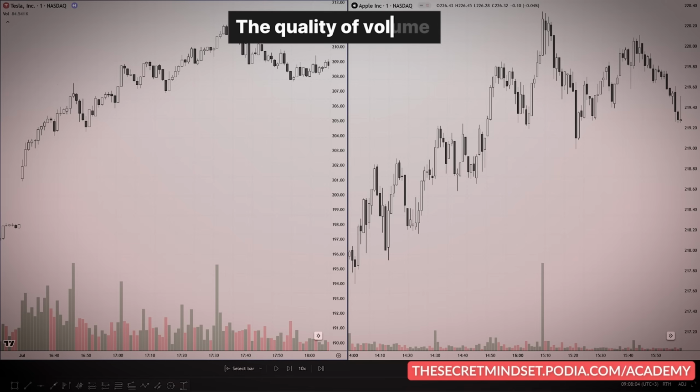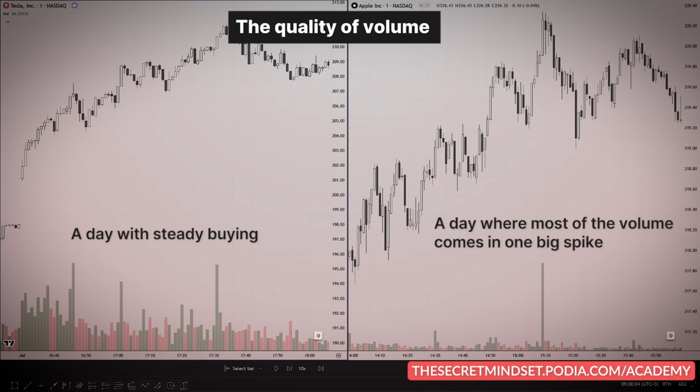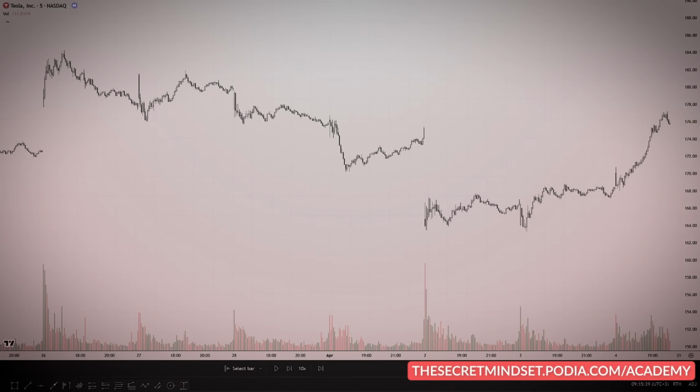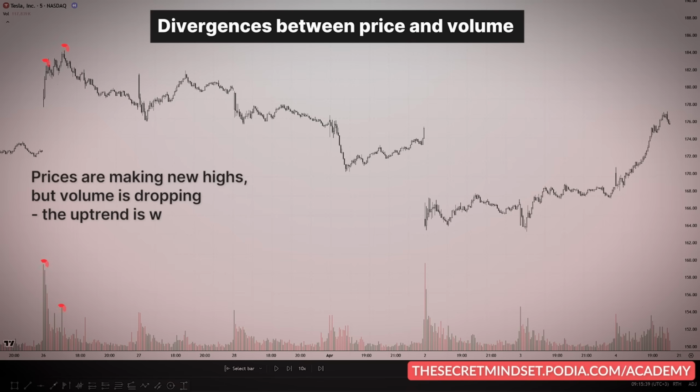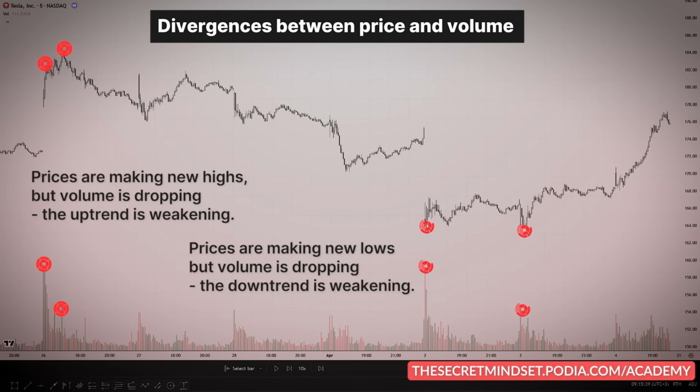In the Wyckoff method, volume isn't just about quantity, it's about quality too. A day with steady buying is different from a day where all the volume comes in one big spike. Learn to read the quality of volume, not just the quantity. One key skill is spotting divergences between price and volume. If prices are making new highs, but volume is dropping, it can mean the uptrend is weakening. If prices are making new lows, but volume is drying up, the downtrend might be running out of steam.